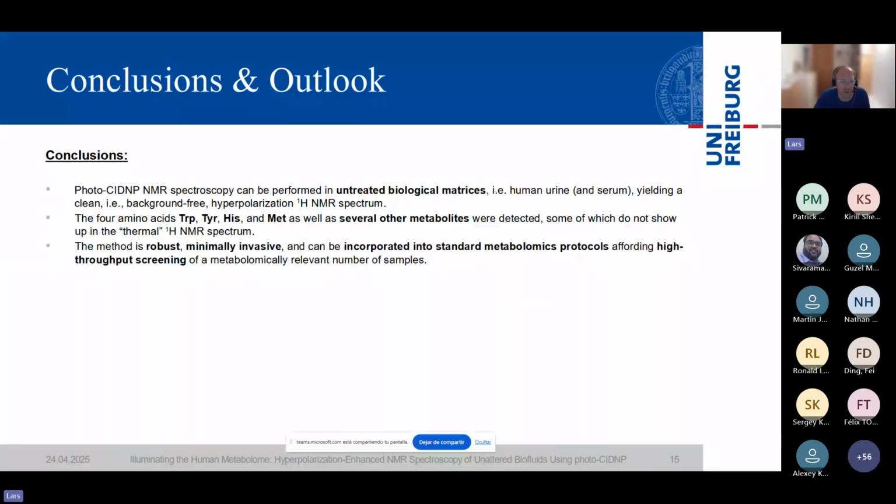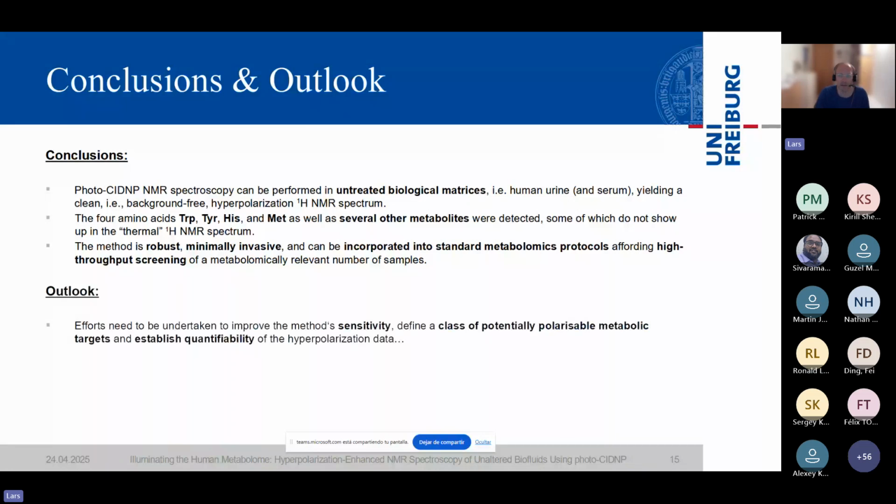And yeah, as I showed to you, I think the method is quite robust. It is minimally invasive, given that we use NMR, and KIDNP is not really such an invasive method. And as such, we think one day it might be incorporable into standard metabolomics protocols, which of course afford high throughput screening of a huge number of samples. So in metabolomics, you don't measure 2, 10, or 20 samples, but normally, if you want to get statistically relevant results, you should measure maybe at least 100 or maybe 200 or 300.